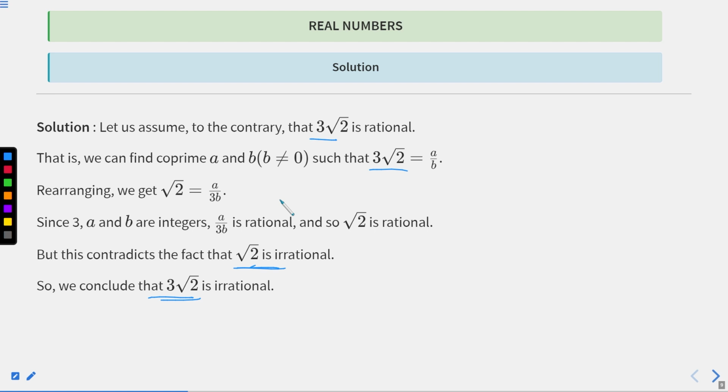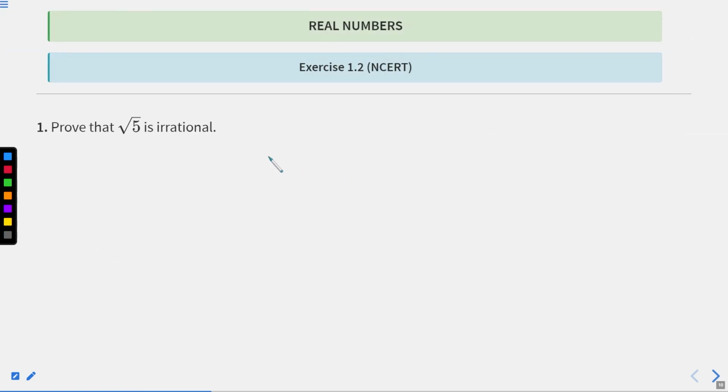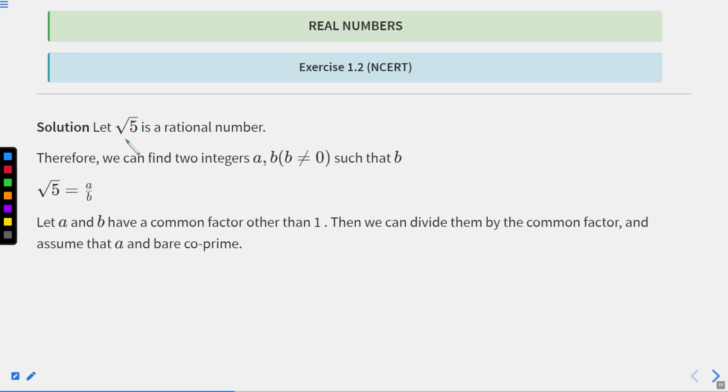Now let us move to another example. In this example, we have to prove that root 5 is an irrational number. In our previous lecture, we have proved root 2 is irrational and root 3 is irrational. Now we have to prove that root 5 is irrational. Our proving strategy is the method of contradiction. So first let root 5 be a rational number.